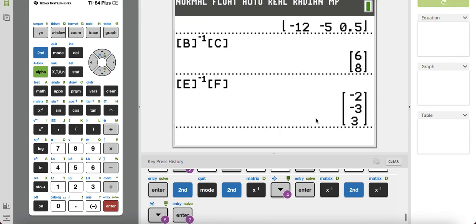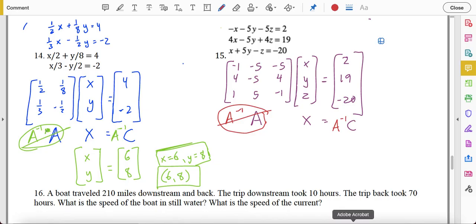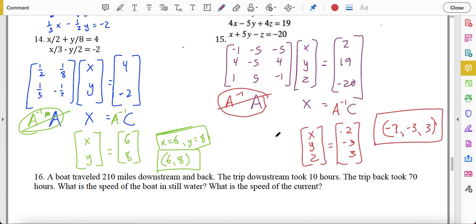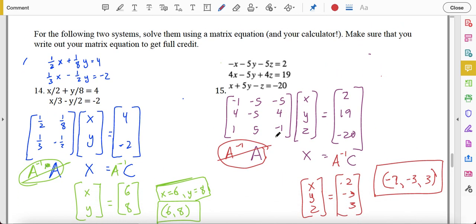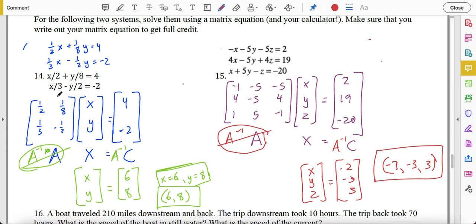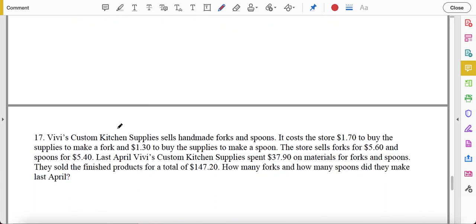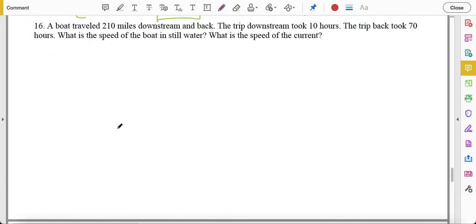So there's my solution: negative 2, negative 3, 3. So my x, y, z equals negative 2, negative 3, 3, which we can write as negative 2, comma, negative 3, comma, 3 as an ordered triple if we would like. And there we go. That is solving matrix equations with your calculator. Make sure you set up this part to get full credit. All right, now I've got some word problems.